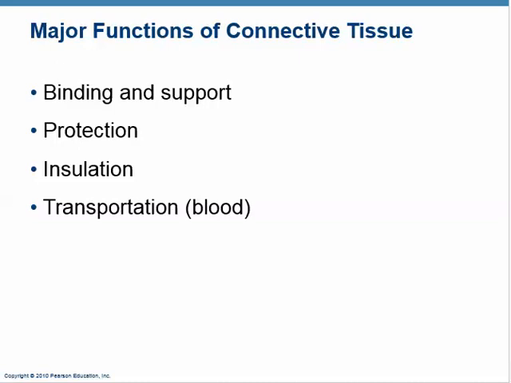So what are the functions of connective tissue? The major function is binding and support. That's why it's called connective tissue, binding things together. It's involved with protection. It's involved with insulation. Fat is connective tissue. It's involved with transportation of gases, of nutrients, of hormones, that kind of thing, because blood is a transportation medium, and it is connective tissue.